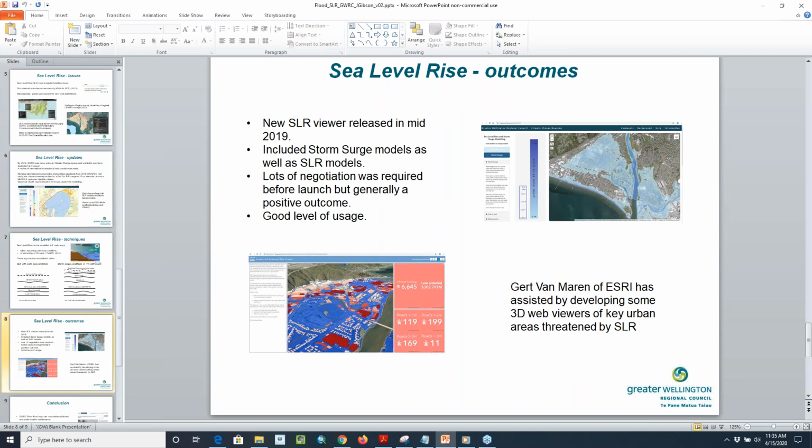Talking about the outcomes of the sea level rise viewer, we launched that in mid-2019. As I said, we included both storm surge models as well as sea level rise models for static or calm seas. Quite a lot of negotiation was required before launch, but it's generally received a positive outcome and we get good usage metrics. Gert van Maren of Esri has assisted by developing some 3D web viewers of key urban areas in the region which are threatened by sea level rise. This image here shows an Esri ArcGIS web viewer showing potential sea level rise impact in Lower Hutt. It can go down to 3D building level, and it also incorporates a dashboard which summarizes potential losses, both monetary and in terms of number of buildings and roads that are flooded.